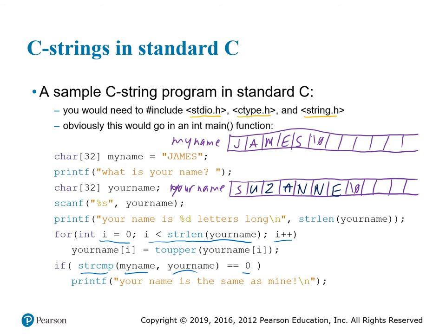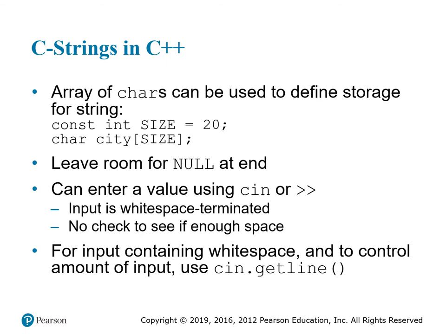How do C strings work in C++? We would define an array of characters to define storage for the string. So if we assume that the name of the city we live in has no more than 19 characters, because remember we've got to leave room for that null at the end, then we could set up character city of size 20, and then we could initialize it with the equals quotes. Okay, we can say city of size equals Houston. Okay, we can enter a value using cin. We can say cin city.